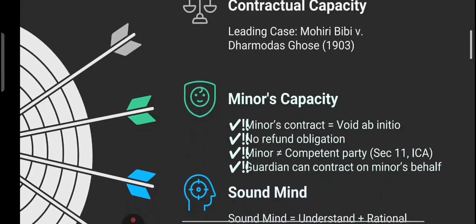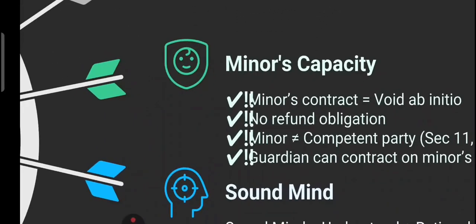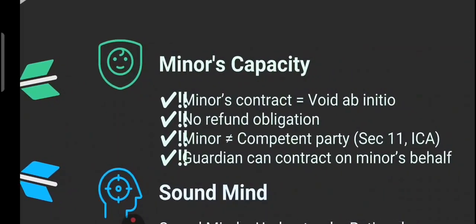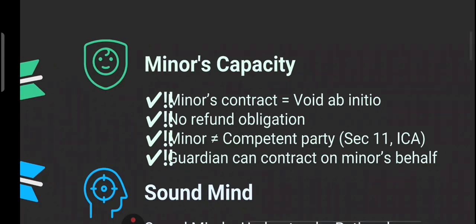Now under Section 11 of the Indian Contract Act, a minor is not a competent party. Therefore a contract with a minor has no legal standing. There is no obligation to refund any benefit that is received. However, a guardian can enter into a valid contract on behalf of the minor if it is for the minor's benefit. So these are the important points.